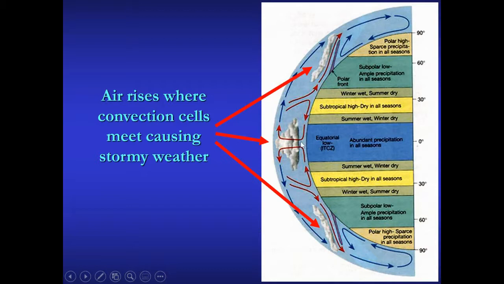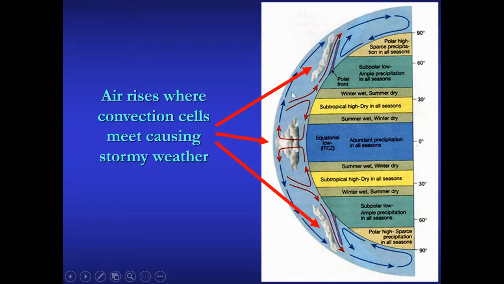At the conjunction of the convection cells where air is rising, that's where we have storms. So the air is rising most at the equator and around the equator, and so as you might expect, you have lots of clouds and storms there. In fact, of course, the tropical rainforests are near the equator there, right?